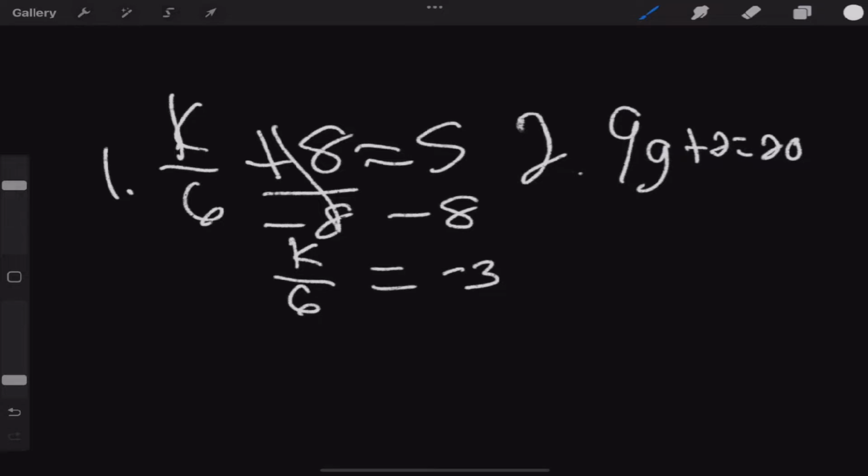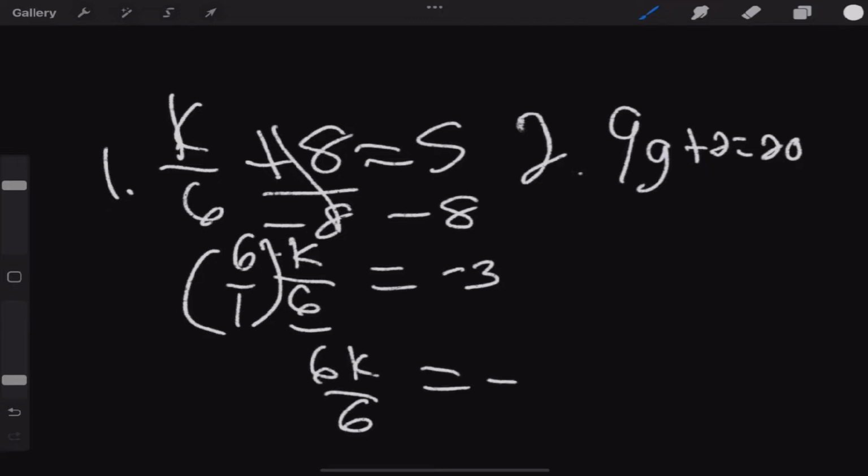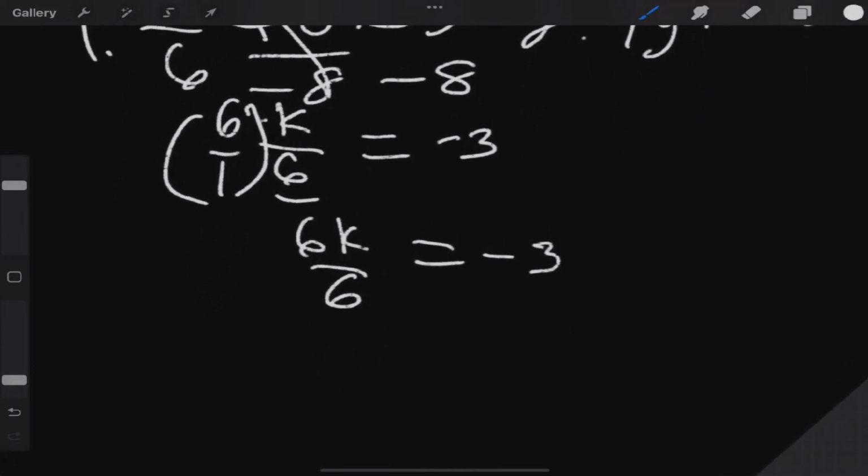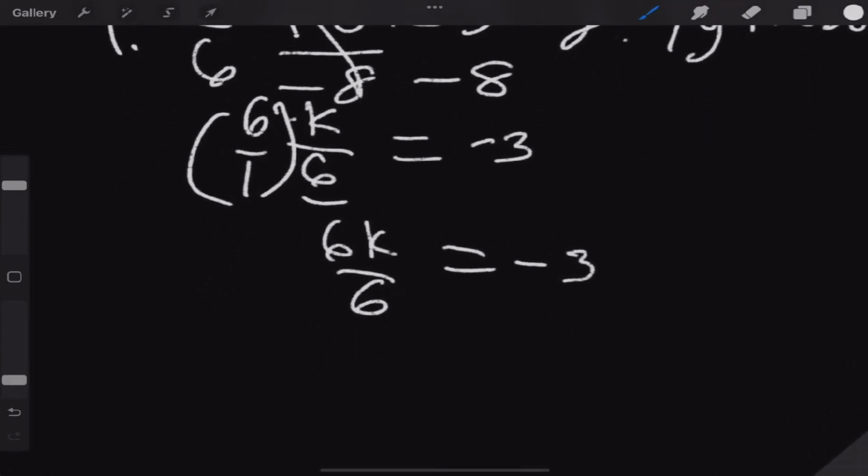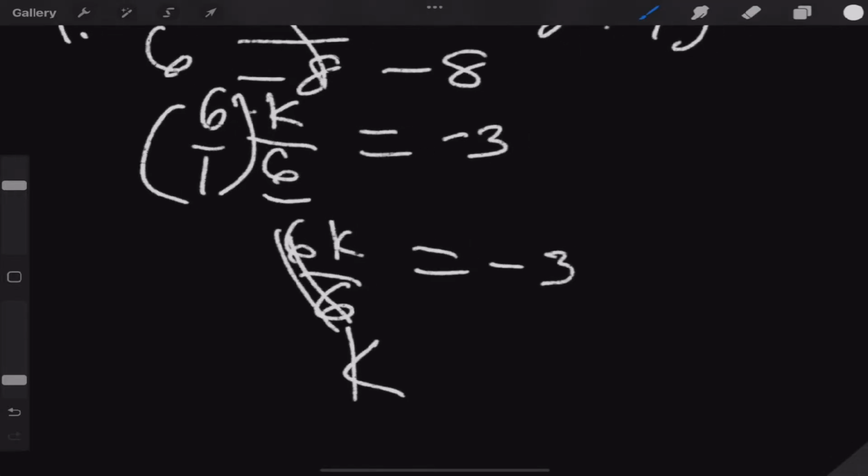If you remember back to our multiplication property of equality, we want this fraction to go away. So we kind of want this 6 down here, up here. So to do that, we multiply by 6. And that'll give us 6k over 6 equals negative 3. Okay? And again, you see that? The 6, they share it. Like they share a number, basically. They're the same, they equal each other. They cancel out. In a fraction, they'll cancel out. So then we are left with k.